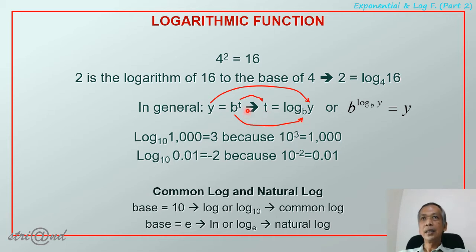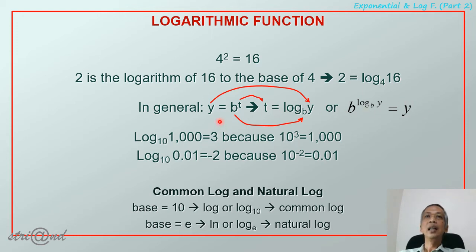Let's pay attention again to this exponential function, y equals b to the power of t. We know from the logarithmic function that t is equal to the logarithm of y to the base of b. So when t here is replaced by the logarithm of y to the base of b, we find this equation: b to the power of the logarithm of y to the base of b is equal to y. So now we know that this exponential function can be expressed in the logarithm function this way, and it is basically the same as this equation.